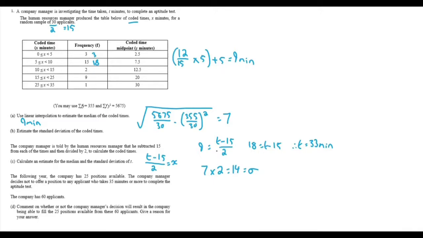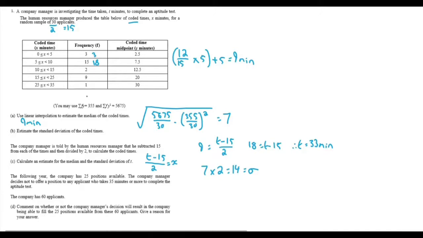Now that we have this, we can also look at a further extension of the scenario. The following year, the company has 25 positions available. The company manager decides not to offer a position to any applicant who takes 35 minutes or more to complete the aptitude test. The company has 60 applicants. Comment on whether or not the company manager's decision will result in the company being able to fill the 25 positions available from these 60, and give a reason for your answer.